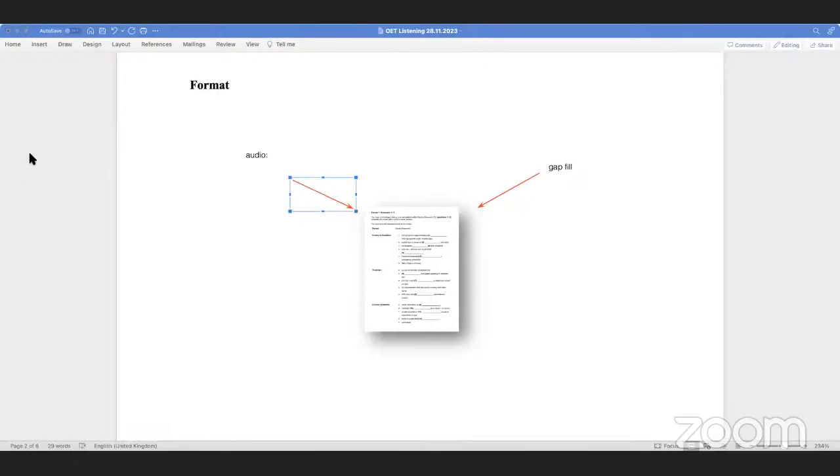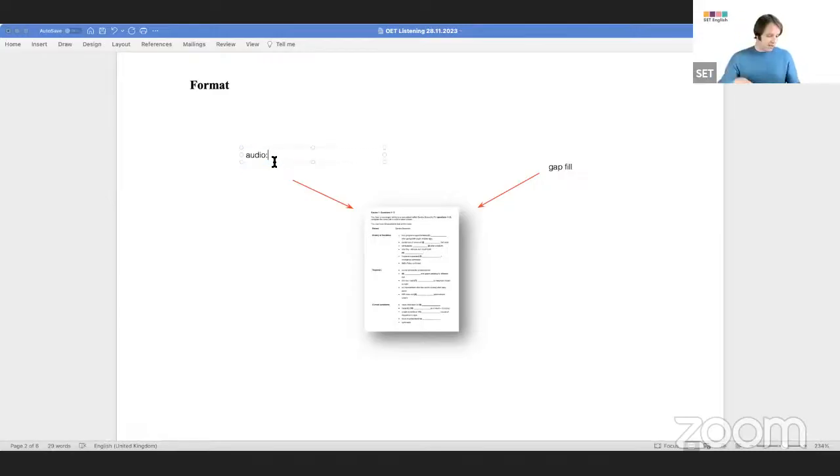Five to six minutes on average. I did like a survey, I timed many of them. They're usually about 5 minutes, sometimes 6, sometimes 4. It's possible, but I've never seen a 7. Okay, so let's say approximately 5 minutes.